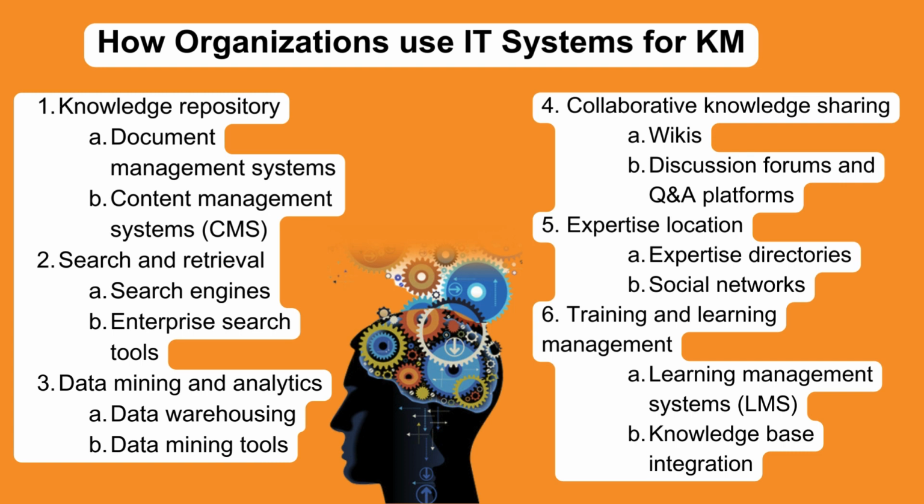Expertise location is another way IT systems are used for knowledge management. There is software that can list expertise directories and how to contact these resources, and these systems are very useful when you are part of a very big organization like Google or Microsoft, where you have thousands of employees scattered across many countries and cities. Social networks are another example of expertise location IT systems.